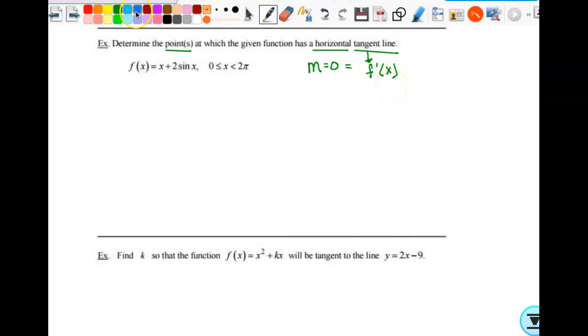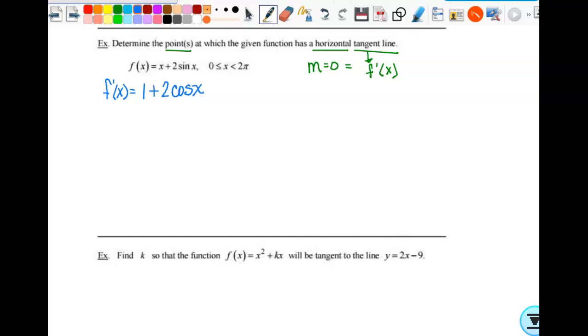So we're going to take the derivative. F prime of x is equal to, okay, what's the derivative of x? 1 plus, what's the derivative of 2 sine x? Cosine x, and then I put the 2 on there, so yes, 2 cosine x. Okay. Everybody good with me so far?